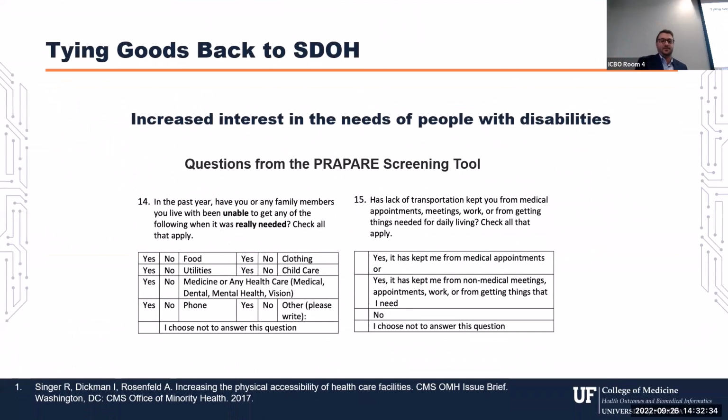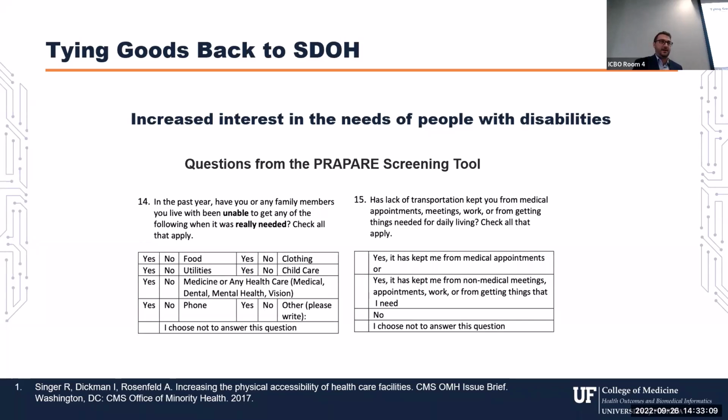So here's an example of one of the questions from one of the screening tools I mentioned. This is the PREPARE screening tool. I think this one's interesting because it kind of gets at accessibility of grocery stores for people with disabilities, but it doesn't explicitly ask about that. This first question asks, in the past year, have you or any family members you live with been unable to get any of the following when it was really needed? Check all that apply. And the first example is food, and that's a yes or no question.